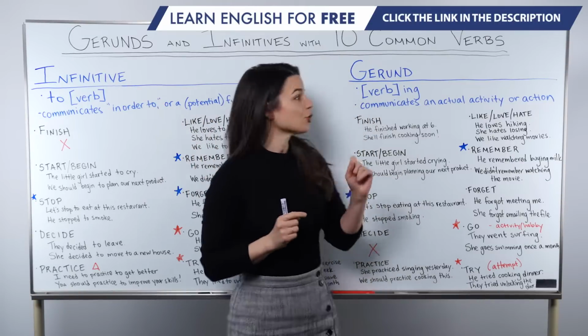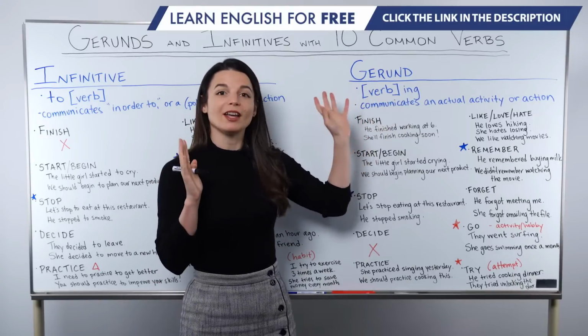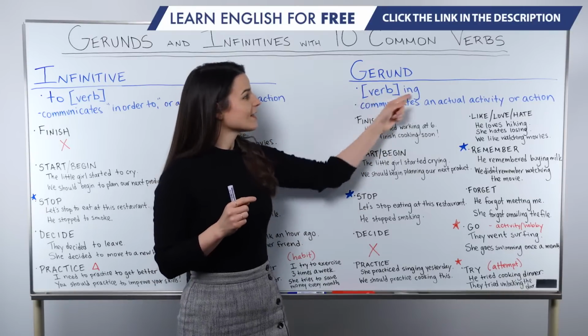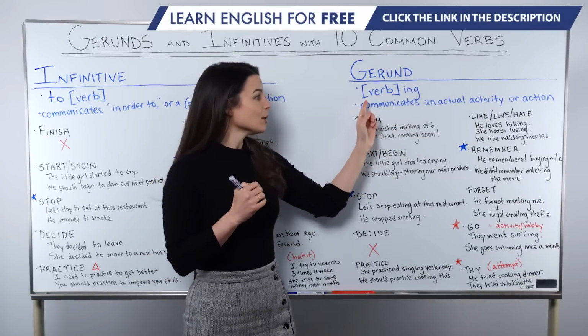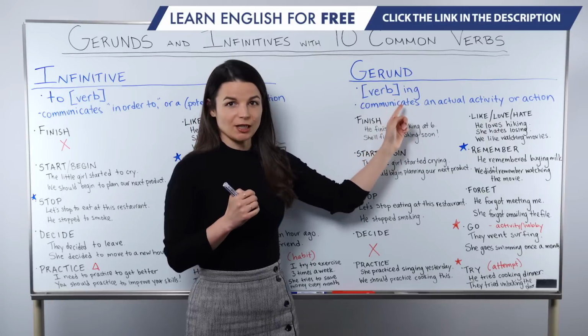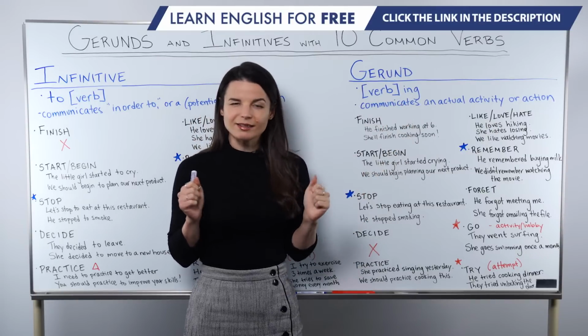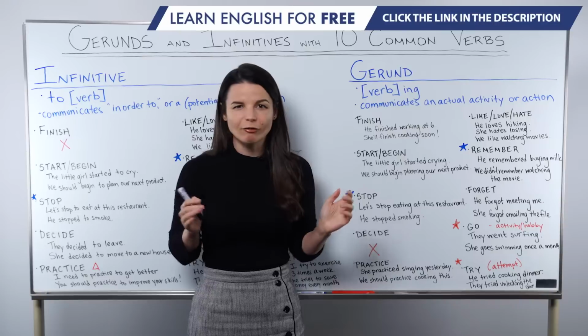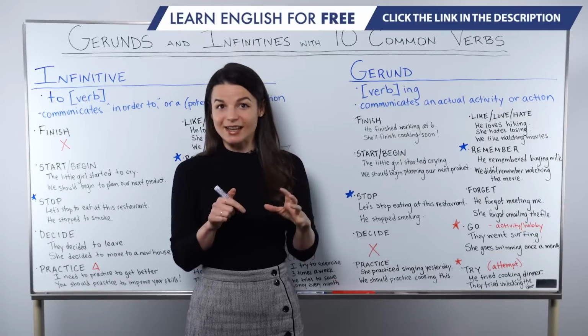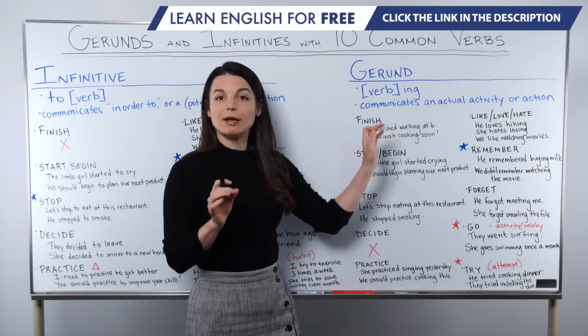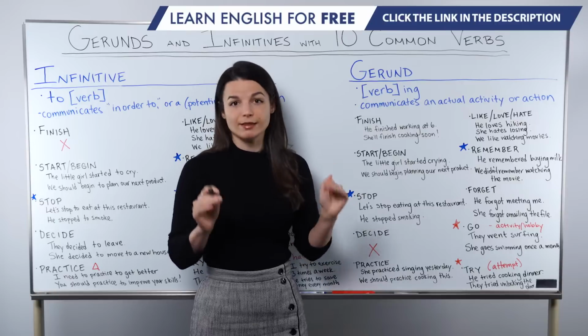Let's compare this to gerund. So a gerund is this form. So this verb plus ing. So you might think, isn't that the same thing as like the progressive form of a verb? And the answer is yes. On paper, the spelling is 100% the same.